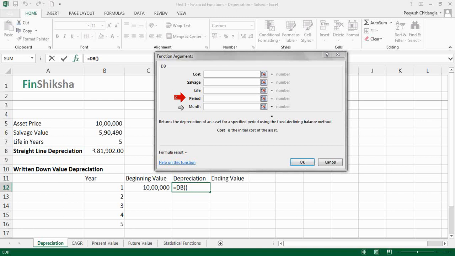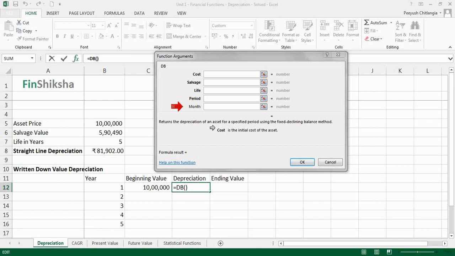The first one is called period. Period would tell you which year you are looking at. So the period in our case is year 1, year 2, year 3, year 4, year 5, which is the period for which you are looking at the depreciation value, because that will change year on year in this case.